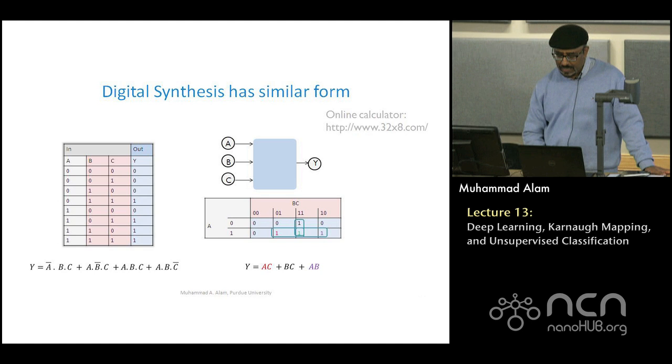A is flipping between 0 and 1. So I will not care about A anymore. So what should I write? I should write BC. BC is what I care about. And then similarly for this one. For this one, A is fine. A is not flipping. So I have A.